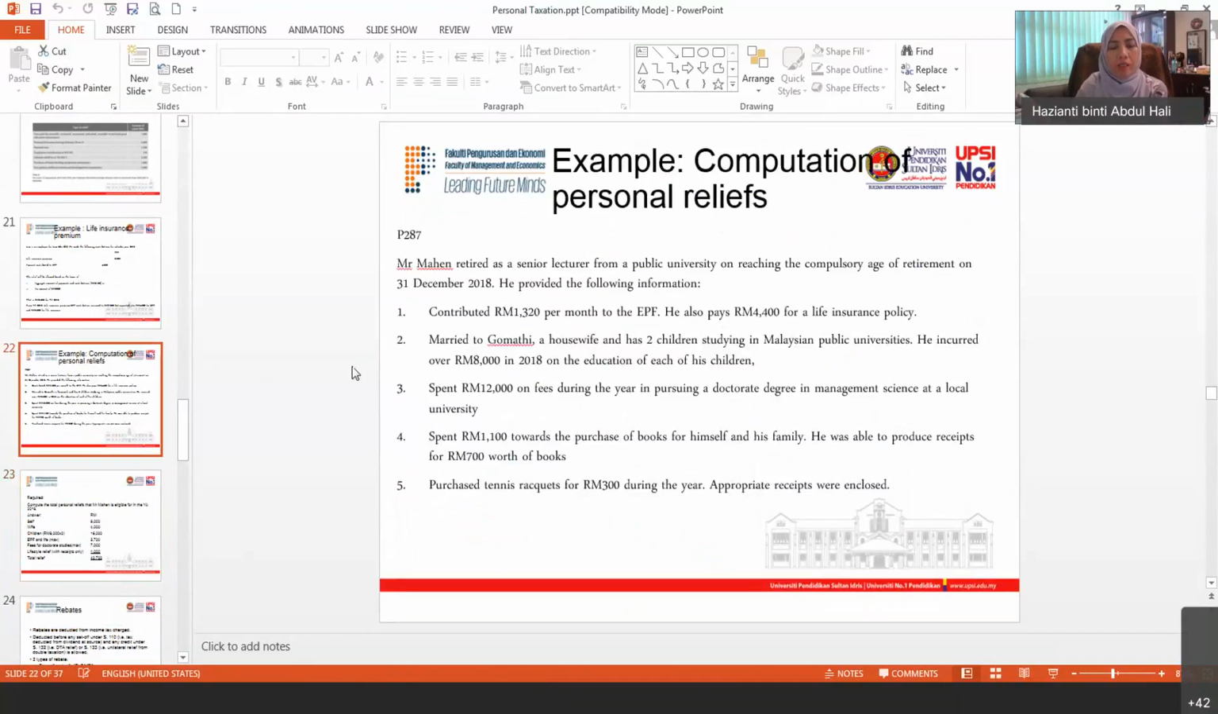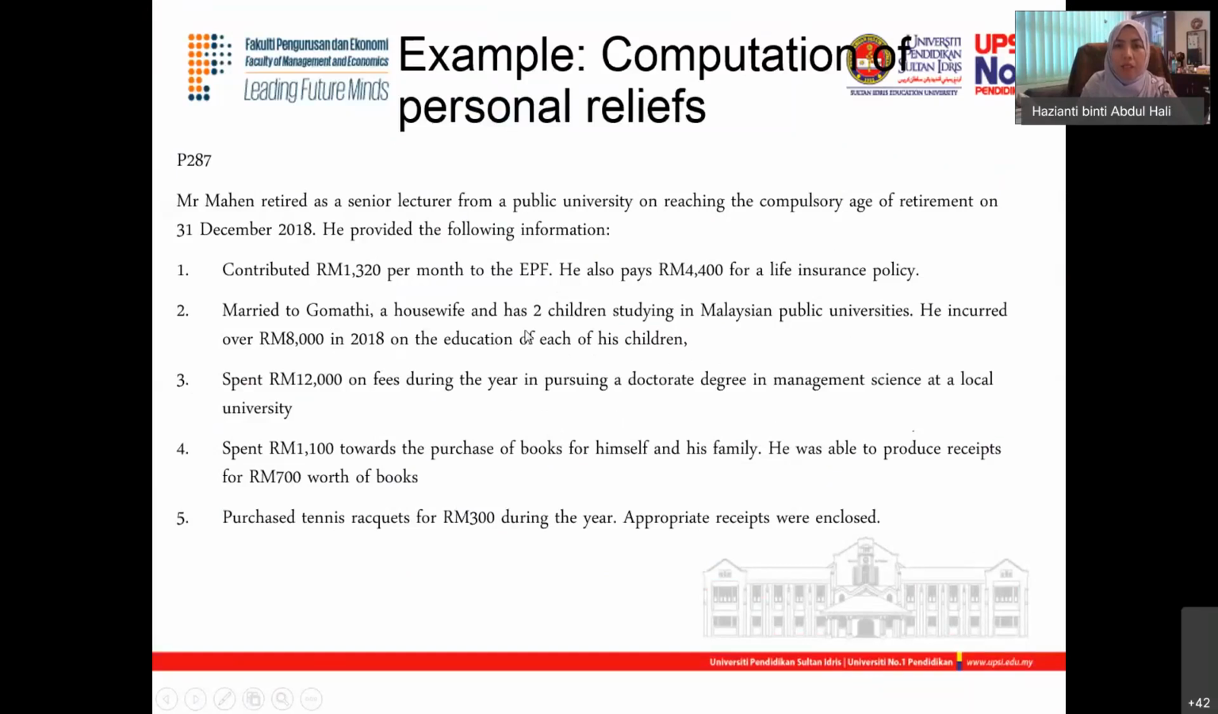Alright, so here is the continuation of Mr. Mahin question yang you all buat tutorial last week tu. So here we have information, Mr. Mahin retired as a senior lecturer upon reaching compulsory age of retirement on 31st December 2018. So we know this year assessment is 2018. So 2018 dia lain sikit dengan 2019. So he provided the following information. Contributed 1320 per month to EPF. He also pays 4,400 for a life insurance policy.